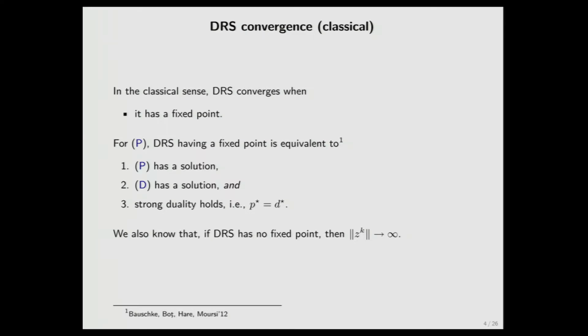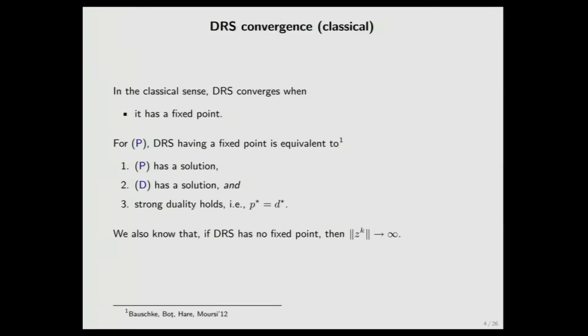Here is the classical Douglas-Rachford convergence result, which is remarkably simple. It says Douglas-Rachford splitting applied to, let's say, monotone problems will converge as long as there's a fixed point. In a paper about 5 years ago by some people here, they showed that for the minimization problem, having a fixed point is equivalent to three conditions: the primal has a solution, the dual has a solution, and the primal and dual have the same value. In other words, strong duality holds. We also know from the 70s that if the Douglas-Rachford iteration does not have a fixed point, then it necessarily diverges, and it diverges unboundedly. So it appears that this is a complete result on Douglas-Rachford itself.